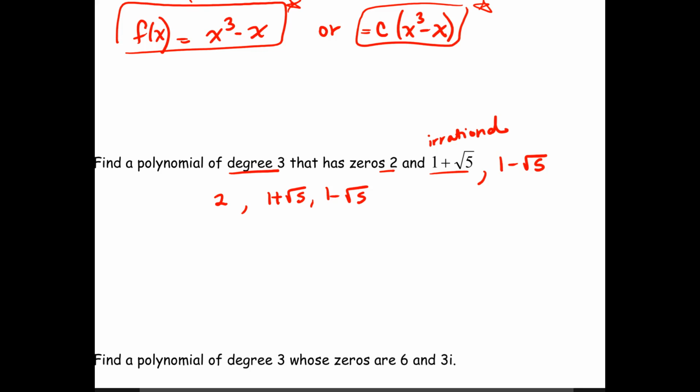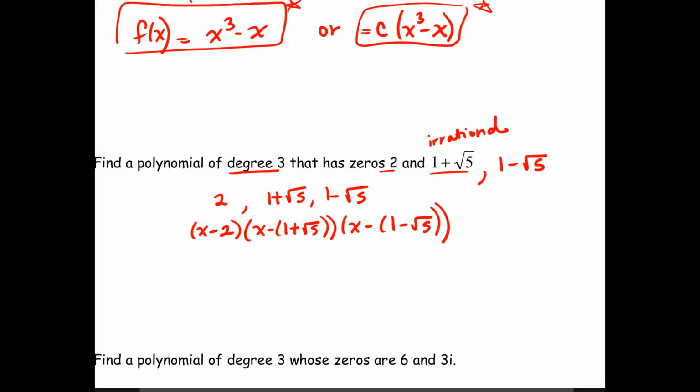So when I put these back into factored form, I'm going to put it back in as x minus 2, x minus that zero value, 1 plus root 5. Is it important that I put that in parentheses? Yeah, because what am I going to have to do with that negative? Distribute. Good. And then x minus the quantity 1 minus root 5. And we can go ahead and multiply that out.